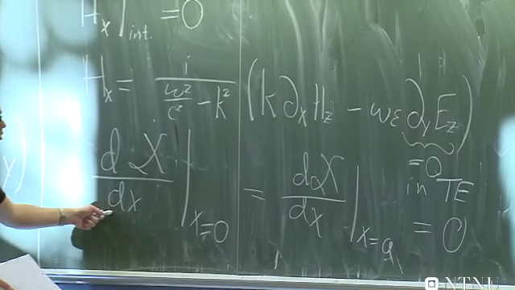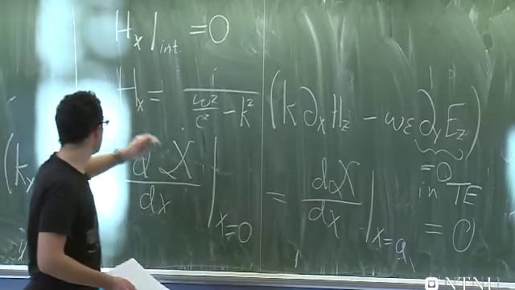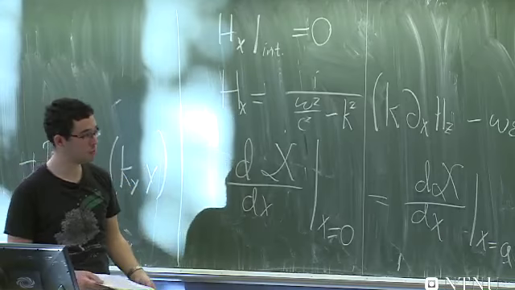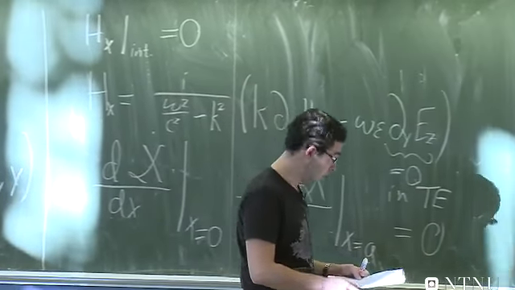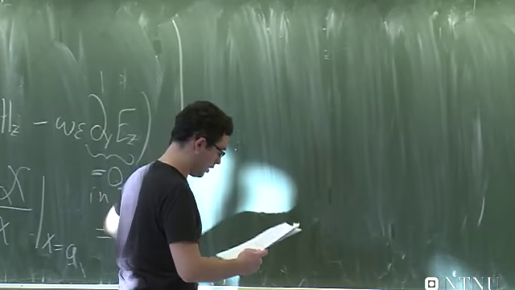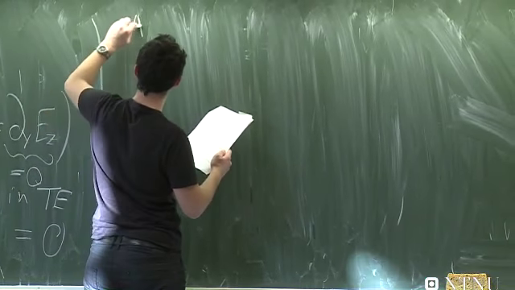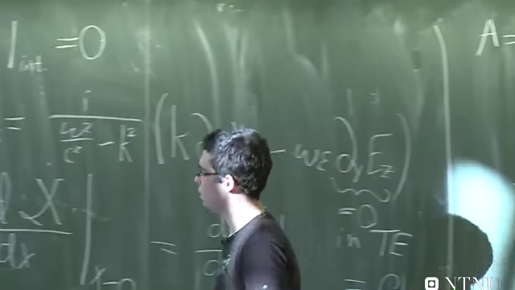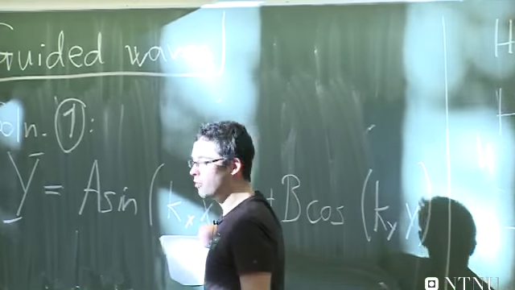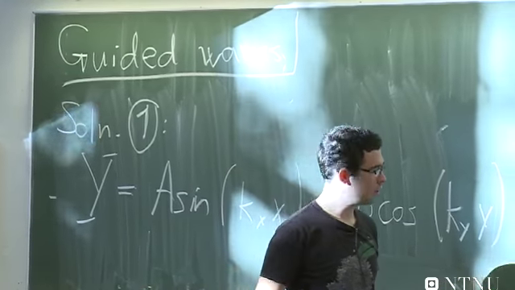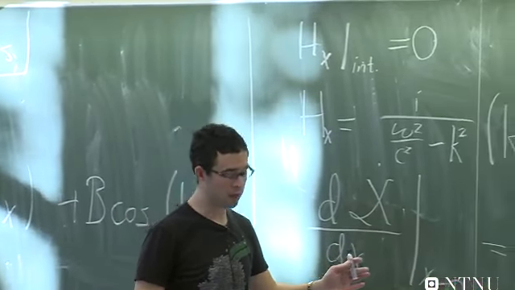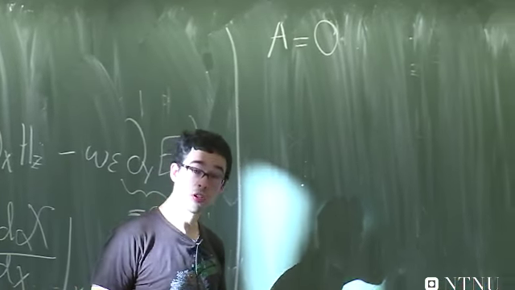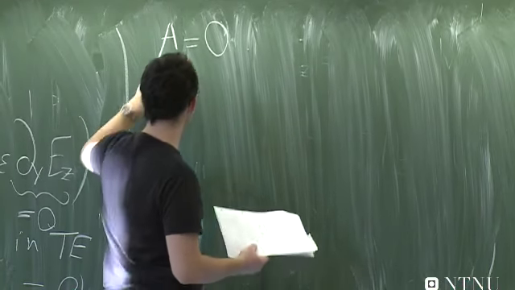So the x derivative of Hz, that's just Hx. That was clear? It has to be 0 at the interface. And now I find that A has to be 0, because at x equal to 0 the derivative of this is non-vanishing, meaning that it doesn't satisfy the boundary condition, so I can just wipe that out. And I get a condition on kx, a quantization condition on kx.